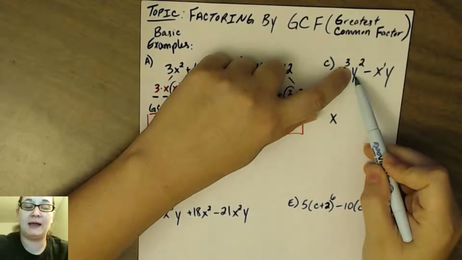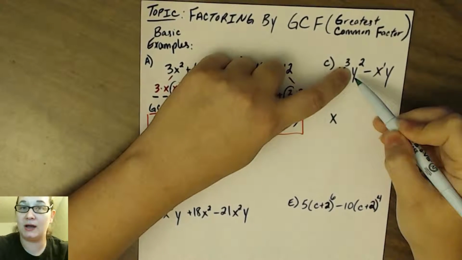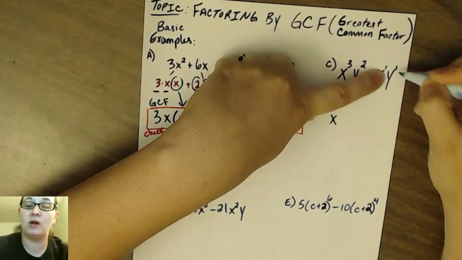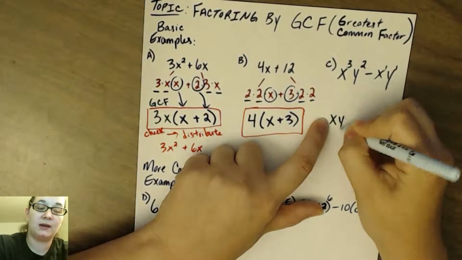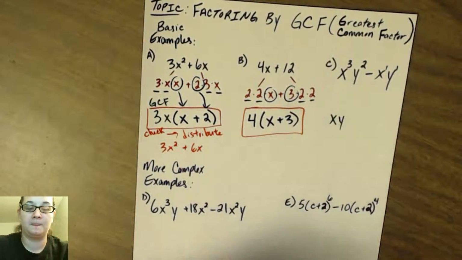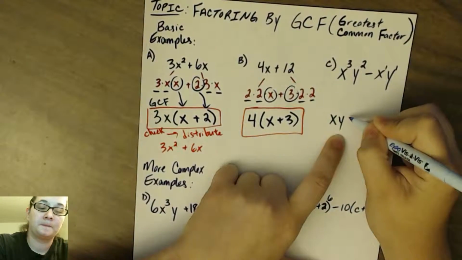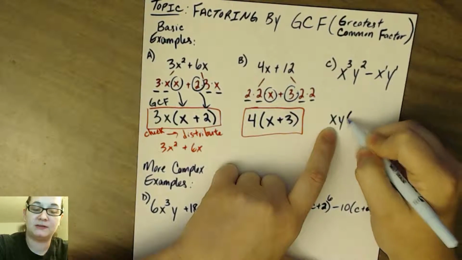Then I move on to the next letter. My letter is y, and I have the same conversation. This exponent tells me that I'm going to have 2 y's. Y times y. Over here, I have that imaginary 1 exponent saying I only have 1 y. So it has only 1 y in common. Then, I don't have any other thing in common, so I'm going to go ahead and say that's my GCF.